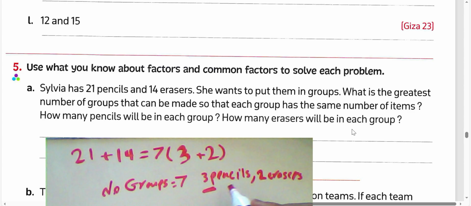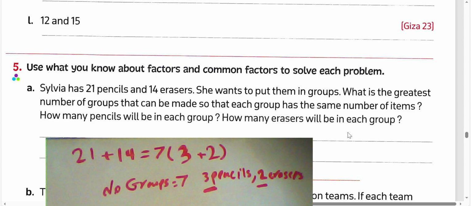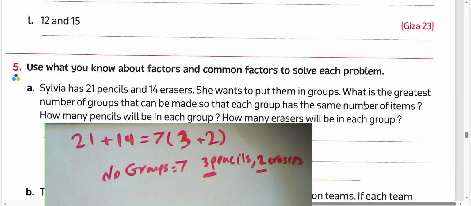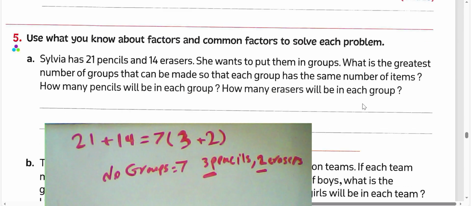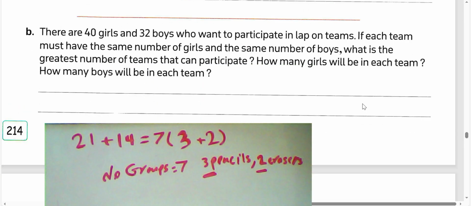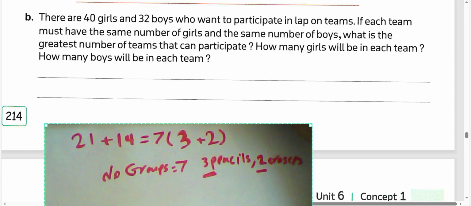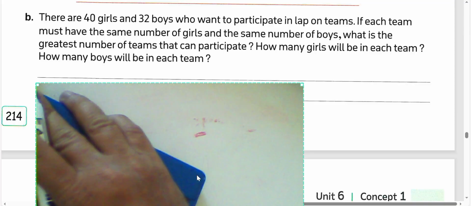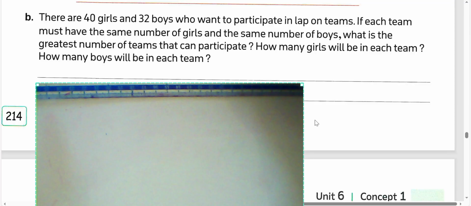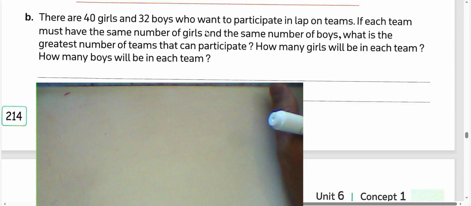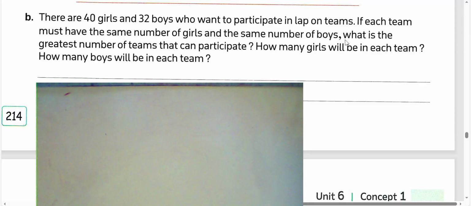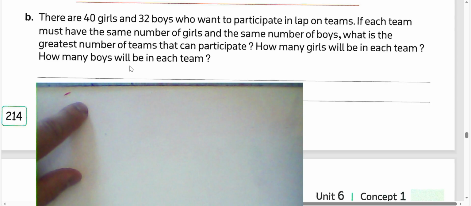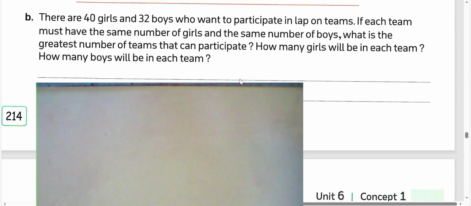Then we have 3 pencils and 2 erasers in each group. The number of groups will be 7. How many groups? There will be 7 groups, and in each one, 3 pencils and 2 erasers. Next question. There are 40 girls and 32 boys who want to participate in lab teams. If each team must have the same number of girls and the same number of boys, what is the greatest number of teams that can participate, and how many girls and how many boys will be in each team?